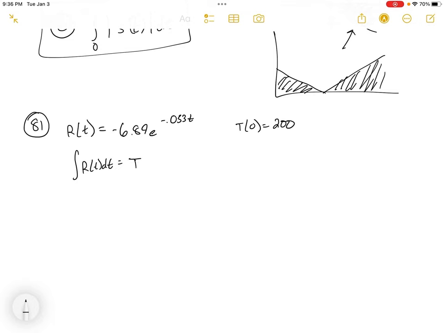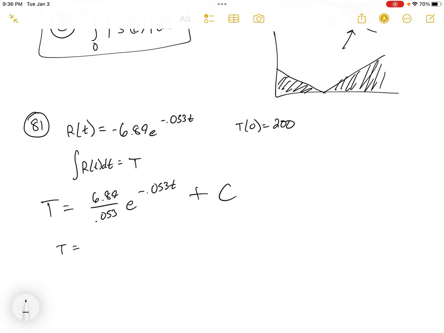And so that, of course, is going to be 6.89 over 0.053 times e to the negative 0.053 t, right? You can verify that this thing's derivative is that thing up there, right? Plus some c. And we need to calculate what c is. So if t is 0, now we would just use our calculator to do a whole bunch of math.